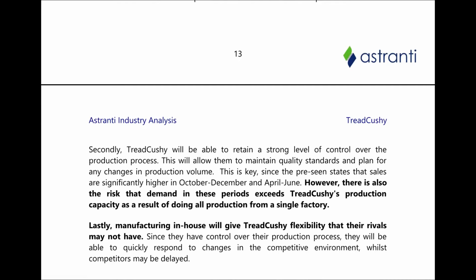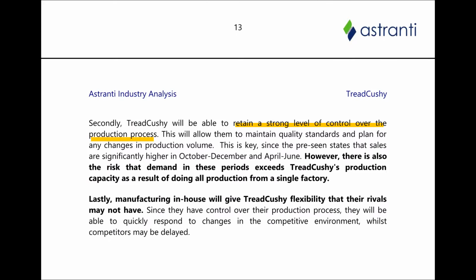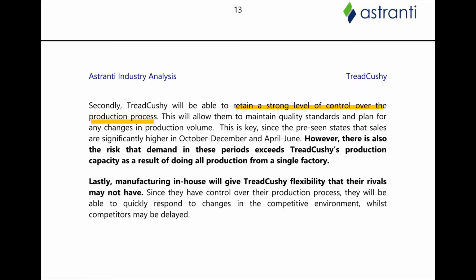Another benefit that TreadCushy will have is that they will be able to retain control over the production process. This means they can maintain quality standards. And particularly with regards to TreadCushy, with their sustainable and recyclable business model, it is really important that they retain control so they're able to check and ensure that their products meet these sustainable standards that they've set for themselves. And the last benefit we have is that by manufacturing in-house, TreadCushy will have flexibility that their rivals don't have. They'll be able to respond to the competitive environment, whilst their competitors may be delayed as their production facilities are scattered around the world.